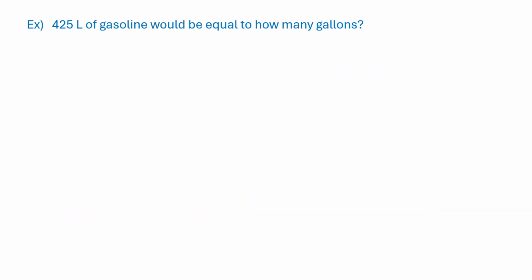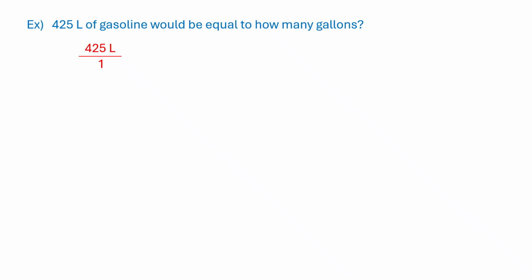Okay, let's try another example. 425 liters of gasoline converted to gallons. So we just want to follow the same process, right? We want to write our starting number with units over 1. So in this case, 425 liters. Don't forget your units. If you just write the number, then this technique is not going to be very useful. We have to always include units.